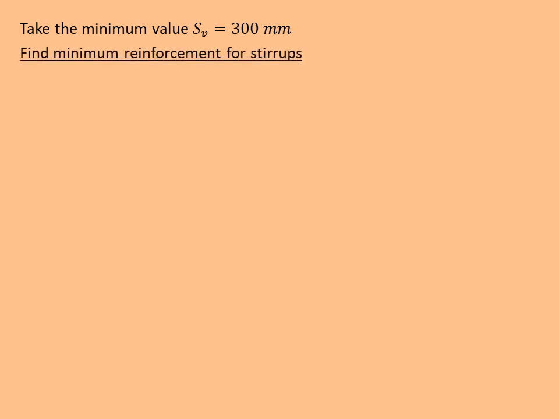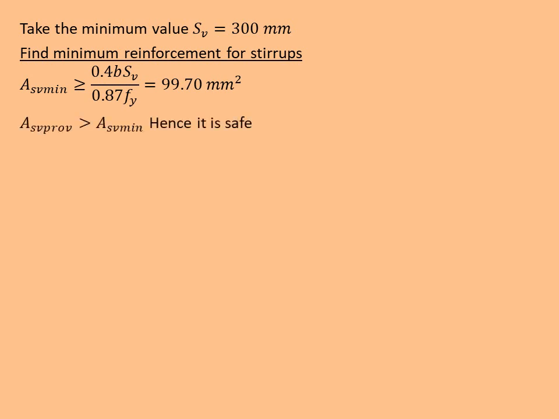Now we find the minimum reinforcement for stirrups. We have found the minimum reinforcement, tensile reinforcement, right? We found it in the maximum and minimum range. To find the minimum reinforcement for stirrups, ASV minimum should be greater than or equal to 0.4 B into SV by 0.87 Fy, and we got 99.70 millimeter square. Hence ASV provided is greater than ASV minimum, hence it is safe.